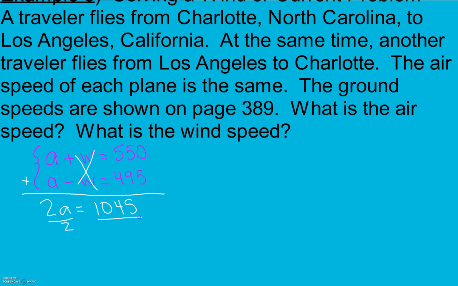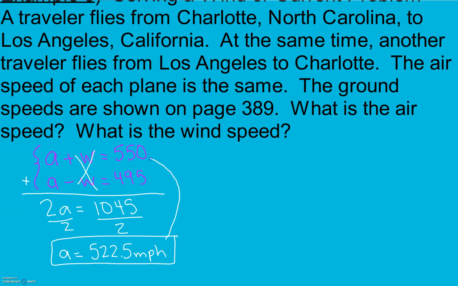Divide by 2. And our airspeed is going to be 522.5. And since we're talking about our airspeed here, it's in miles per hour. That's how fast the pilot thinks it's going. If it was the same everything with the plane without the wind, that's how fast the airplane would think it was going. Now, we have to figure out what is that wind speed.